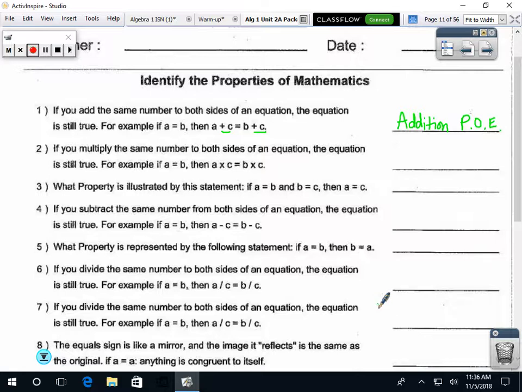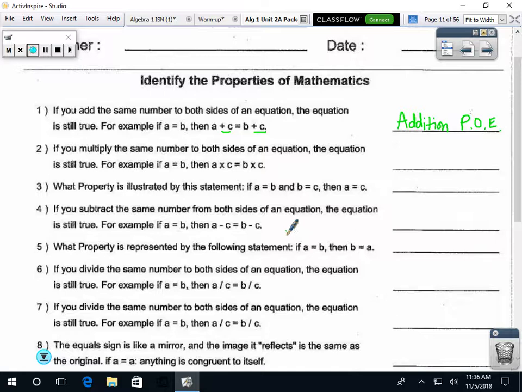So I know you feel a little overwhelmed by all these properties, but when it comes down to it, aren't some of them really common sense? Yes, look, you're adding the same thing to both sides. So that is addition, property of equality, because you're adding it to both sides.